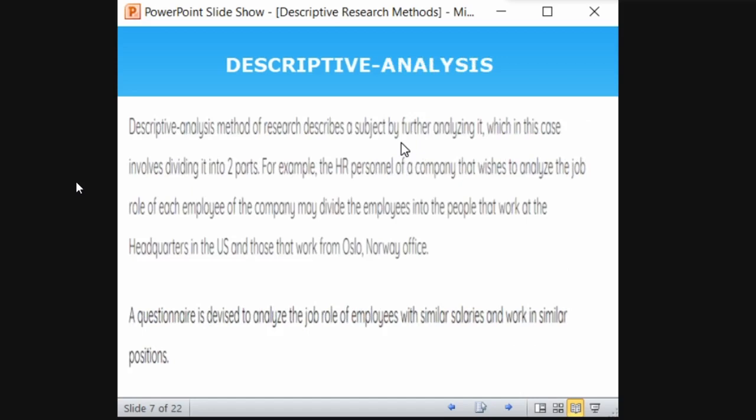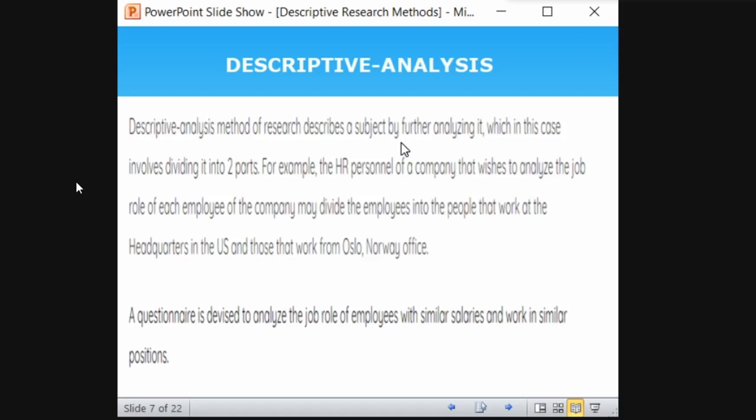It is a method that describes the subject by further analyzing it, which in this case involves dividing it into two parts. So there is a subject, and it plans to analyze it further by dividing it into two parts. So let's see this with an example. HR is human resource, right? HR personnel of a company wish to analyze the job role of each employee of the company.